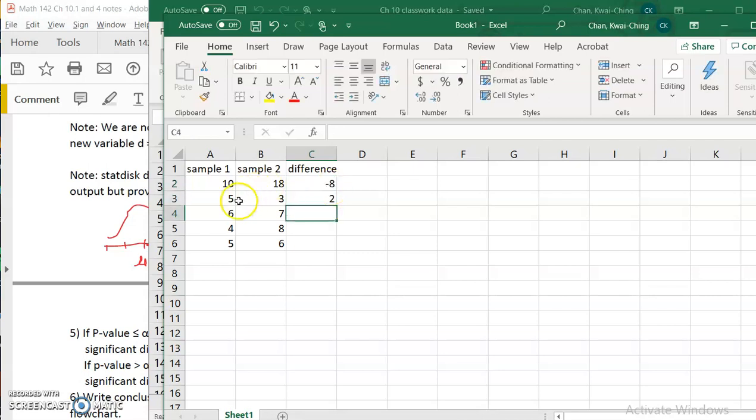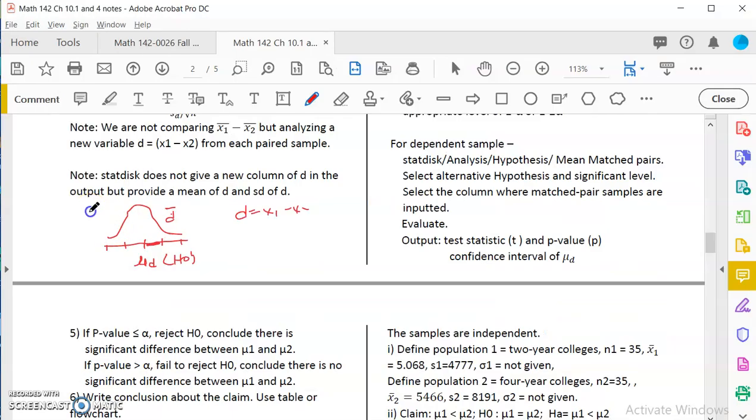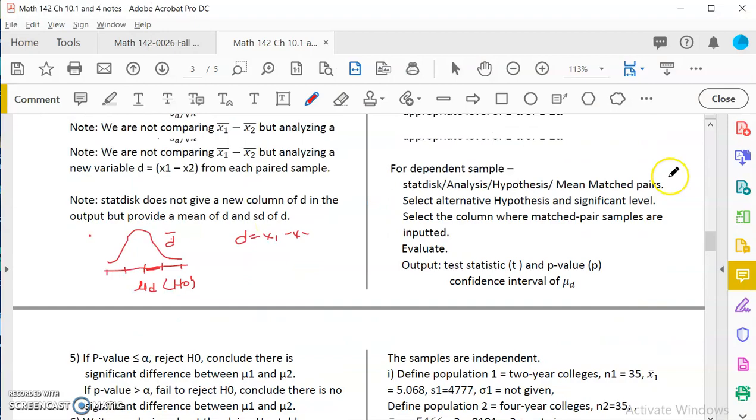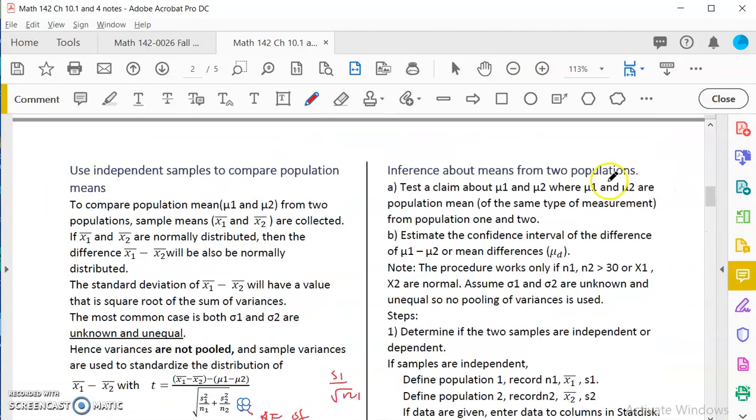If the difference is 5 minus 2, 6 minus 7 is -1, 4 minus 8 is -4, and 5 minus 6 is -1. So you can see sample 2 most of the time increased. If you increase, the difference is negative, because once you increase, sample 1 minus sample 2 is a negative number, right? So this is how we analyze it. So this is the step now.